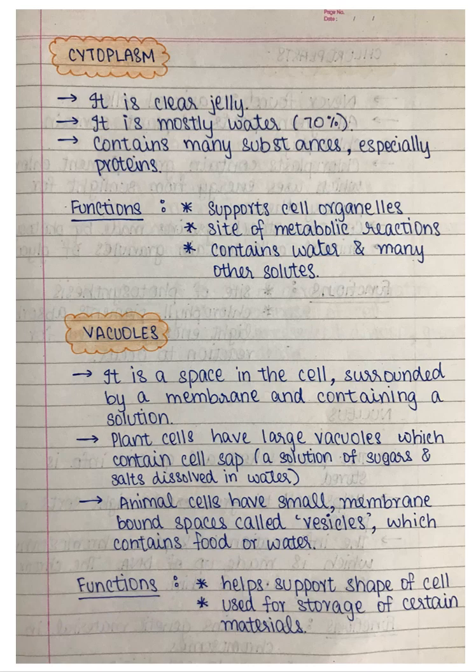A vacuole is a space in the cell that is surrounded by a membrane and contains a solution. As we have seen in the diagram, plant cells have a large vacuole which contains cell sap. Cell sap is a solution of sugars and salts dissolved in water. Animal cells have a relatively small membrane-bound vacuole which is called a vesicle. It contains food or water. The function of the vacuole is that it helps to support the shape of the cell, and it is used for storage of certain materials.